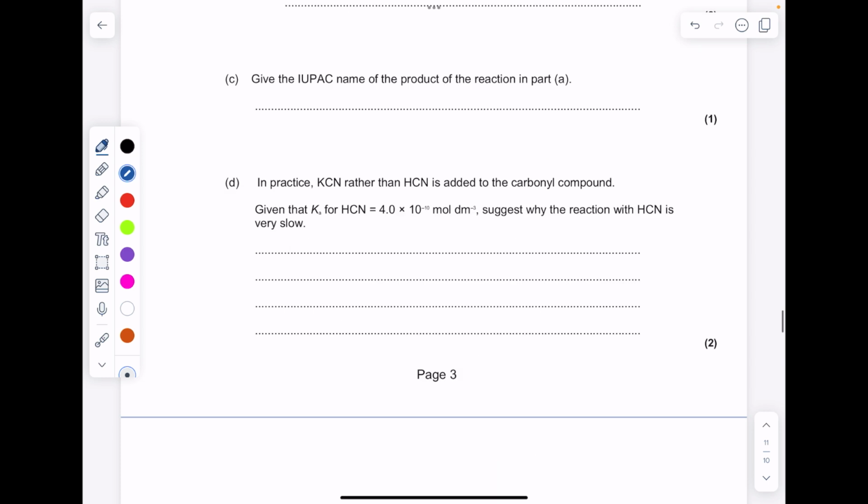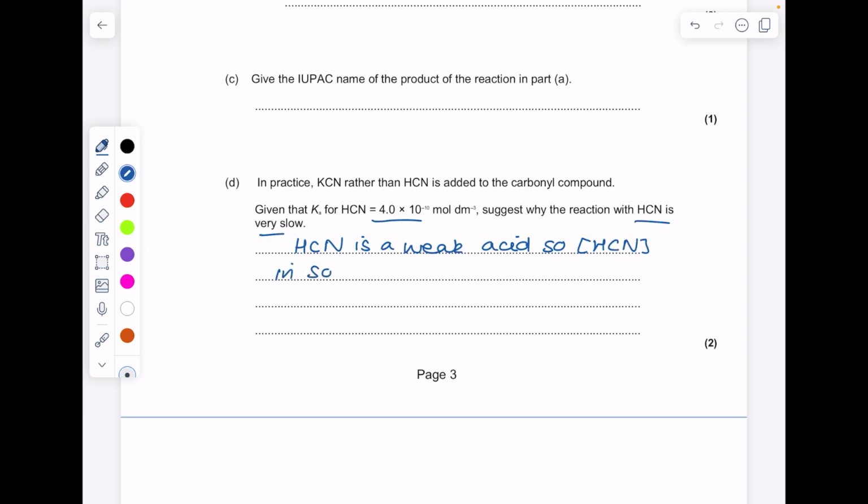In practice, KCN rather than HCN is added to the carbonyl compound. Given that the acid dissociation constant for HCN is this, suggests why the reaction with HCN is very slow. So we're going to write that HCN is a weak acid. Remember, weak acids only partially dissociate, so the concentration of HCN in solution is very low. Meaning that therefore, the reaction proceeds at a very slow rate.